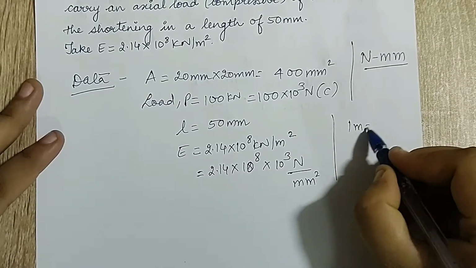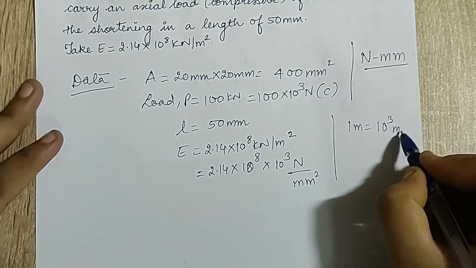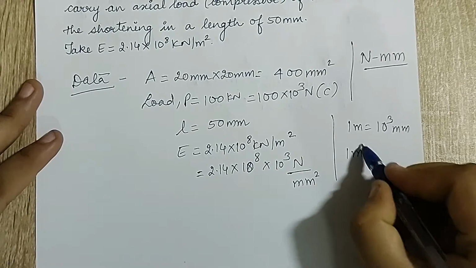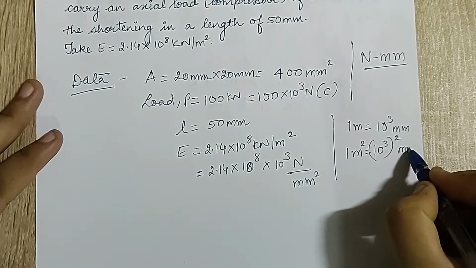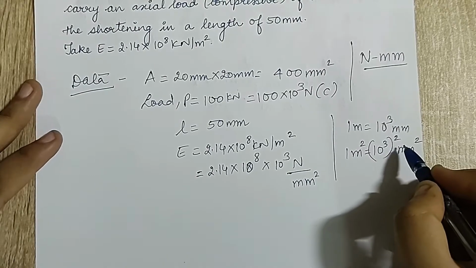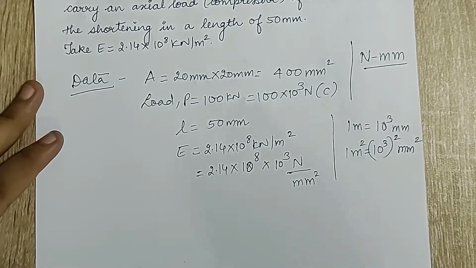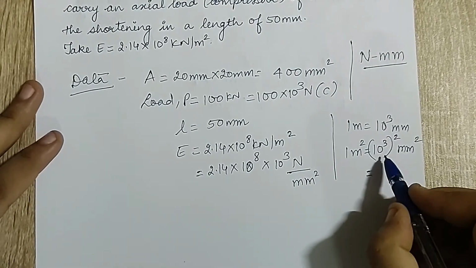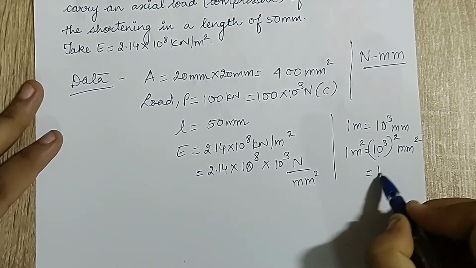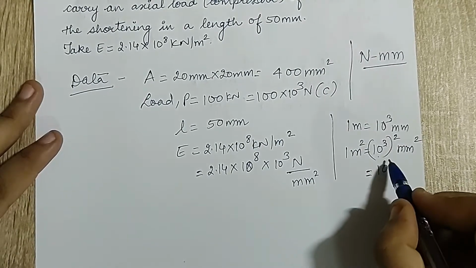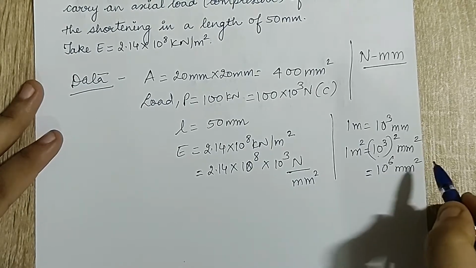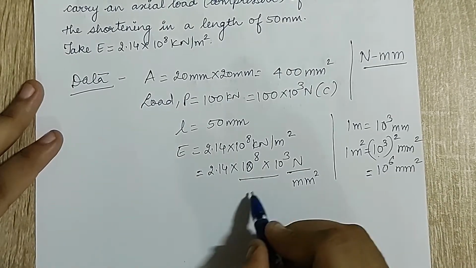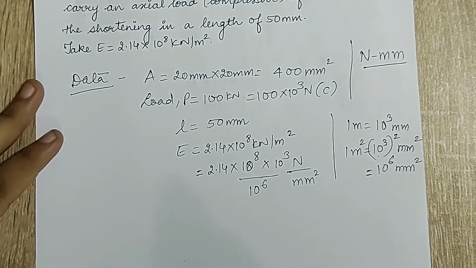We know that 1 meter is equal to 10 raised to 3 mm. So when I have 1 meter square, it will be (10 raised to 3) raised to 2. Please read this as raised to 2 and not square. According to mathematics, (10 raised to a) raised to b is 10 raised to a into b. So 3 2s are 6, and here I can just write down 10 raised to 6.